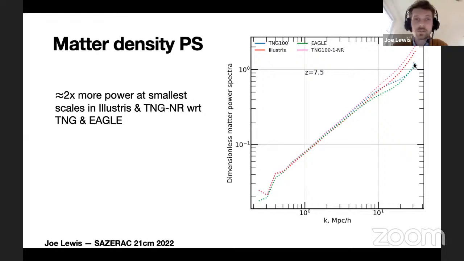And so the really striking thing is when you look at the small scales of these matter power spectra, the Illustris result is actually closer to the gravity-only TNG run than it is to the TNG run or the Eagle run. And so this is even more striking if you consider the fact that TNG and TNG 1NR and Illustris actually share initial conditions. And one of the main changes between Illustris and TNG was to substantially increase the potency of stellar feedback at early times so as to better match the cosmic star formation density.